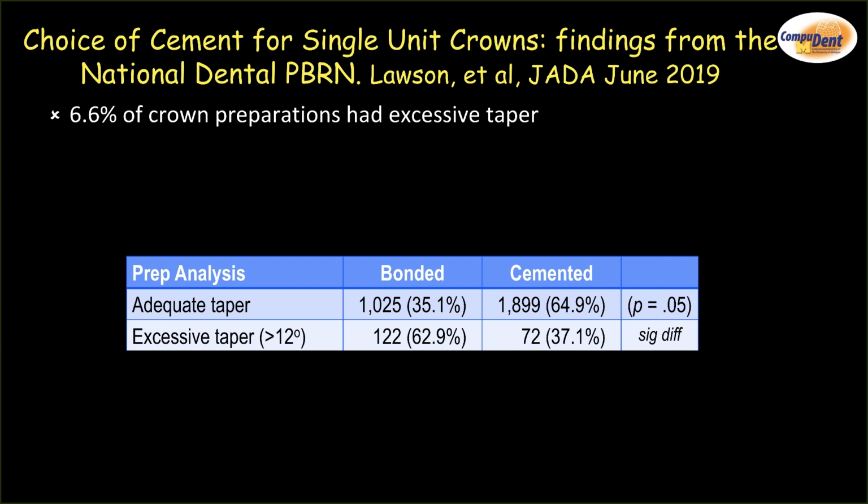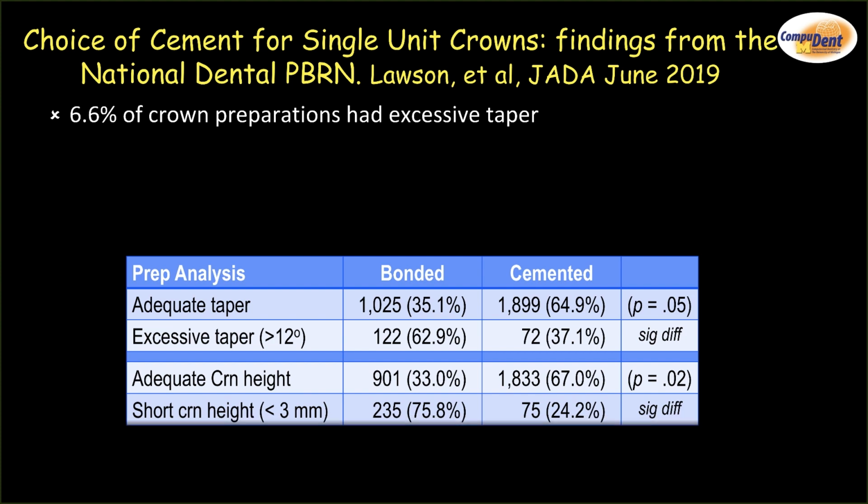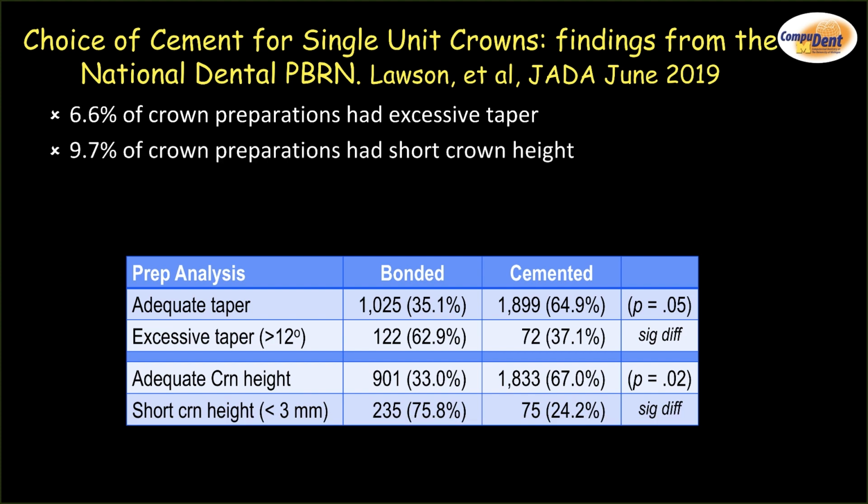Now we mentioned that in this case, 6% of the crowns had excessive taper. And when they compared bonded versus cemented, you can see that in the excessive taper group, considerably more were bonded than cemented. 9.7% of the crowns had short crown height, so basically 1 in 10. And you can see, if you had short crown height, they lean well towards bonding as well.